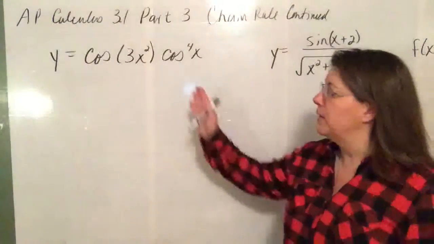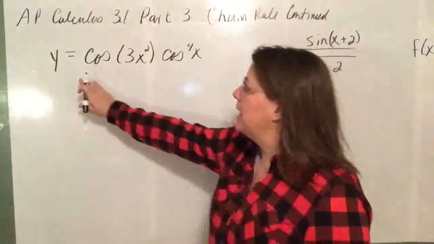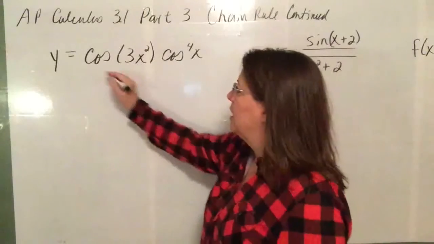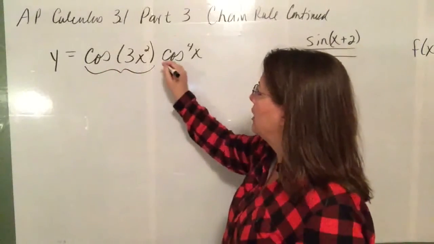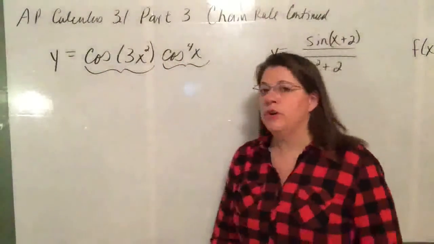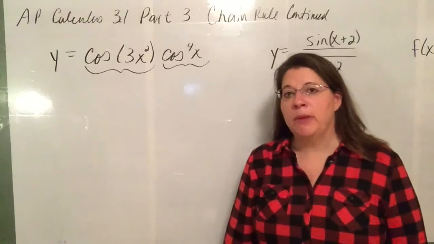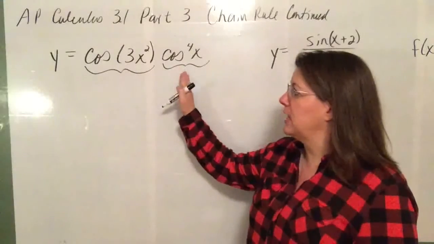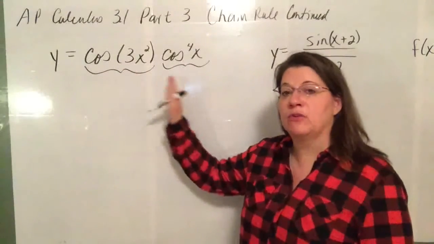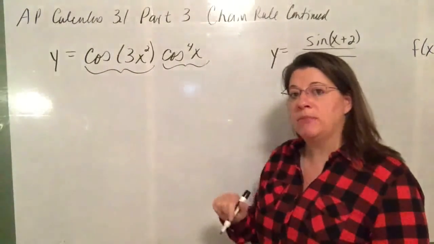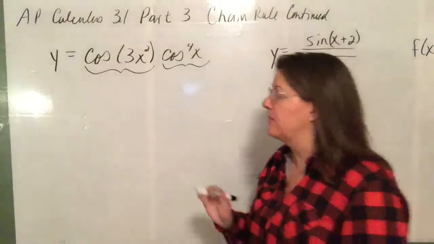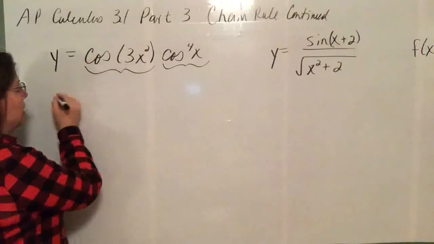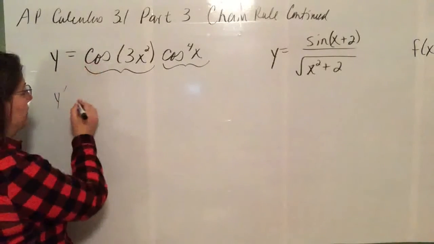So if you look at the first one, here we have y equals cosine 3x squared times cosine to the fourth x. We're going to use the product rule here because we have two functions multiplied together. So remember, in the product rule, you have to take the derivative of the first times the original second plus the original first times the derivative of the second, and then you would simplify anything that you have left if you can simplify.